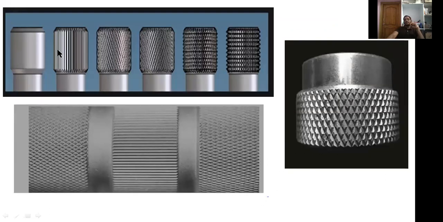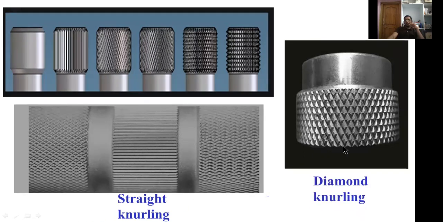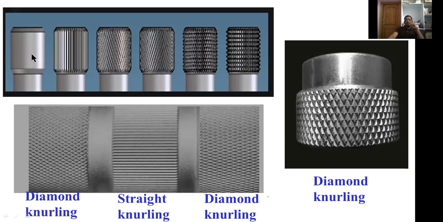This figure represents straight knurling. This middle part showing straight knurling. These straight lines indicate straight knurling. Now this one and this one represent diamond knurling. This is the example for diamond knurling. This one also diamond knurling. This one also. Here there is no knurling on this surface. This is a straight knurling. This is a cross knurling. These are the diamond knurlings.